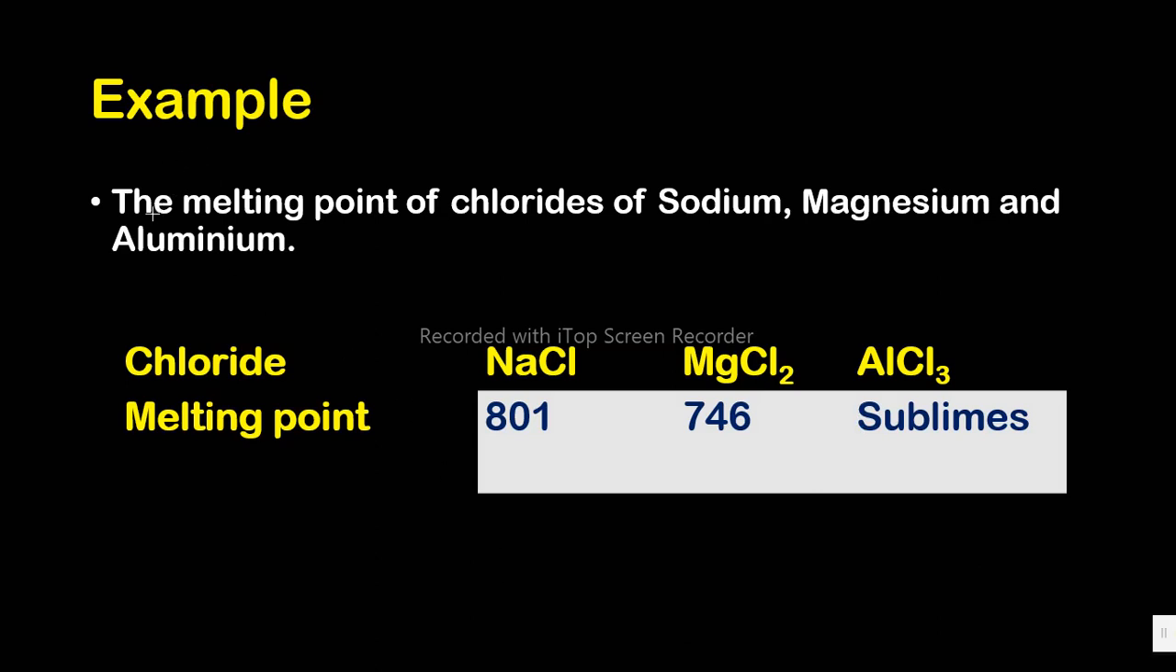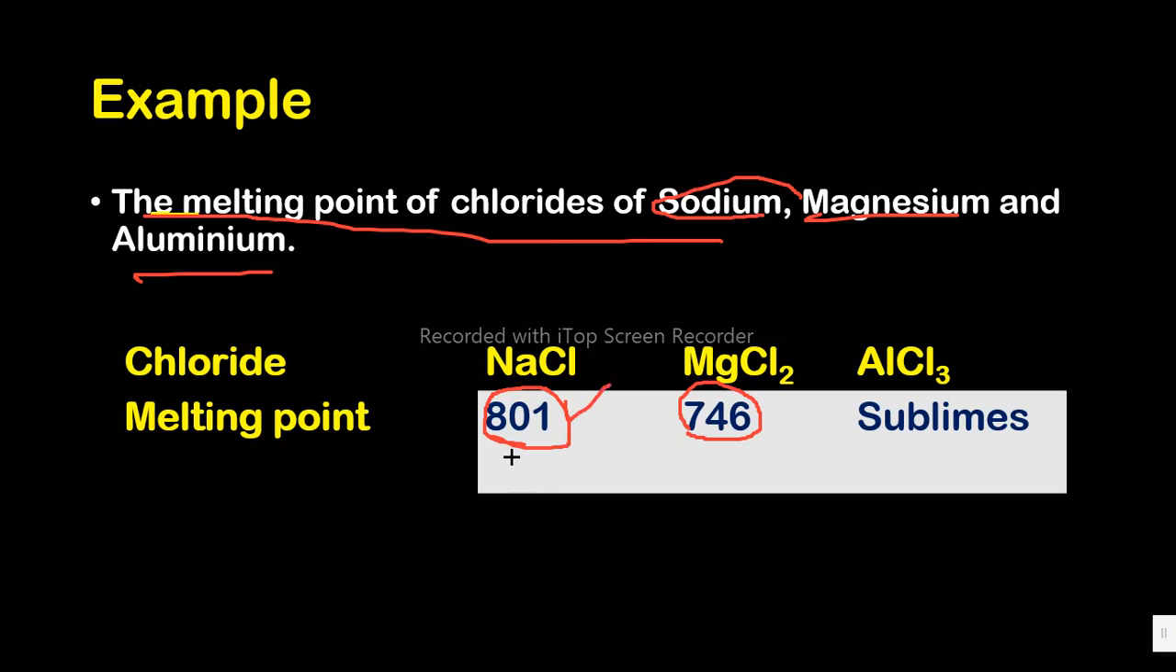For example, you are given the melting points of chlorides: sodium chloride, magnesium chloride, and aluminium chloride. Since they are believed to be ionic compounds, they are assumed to have high melting points. Check sodium chloride: yes, it is high, 801. Magnesium chloride is also kind of high, but it is decreasing. How can you explain this decrease?